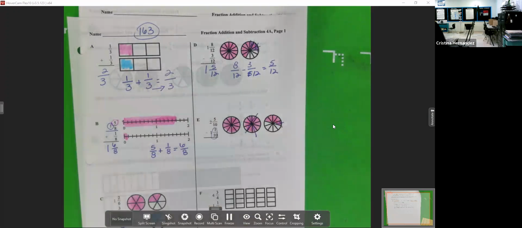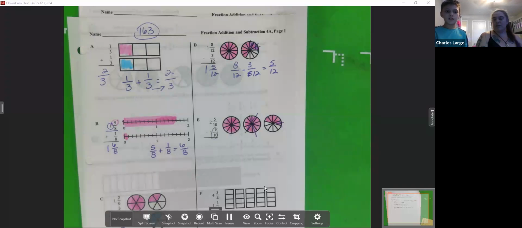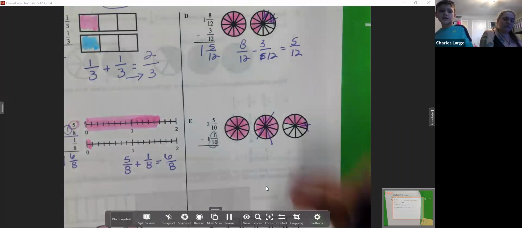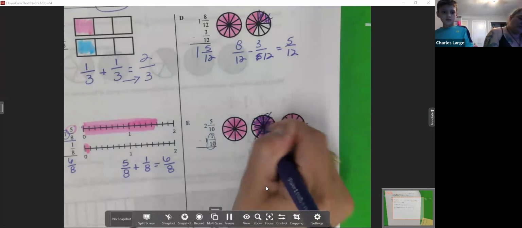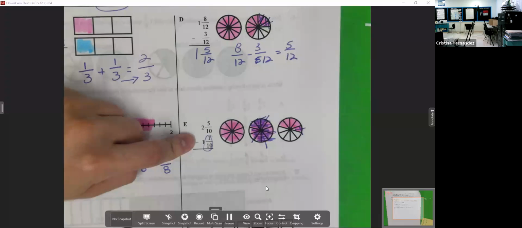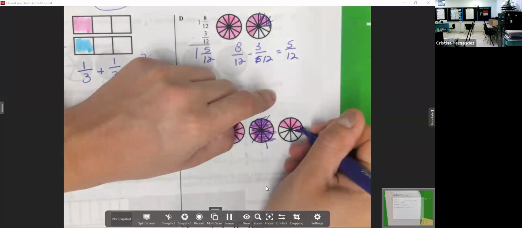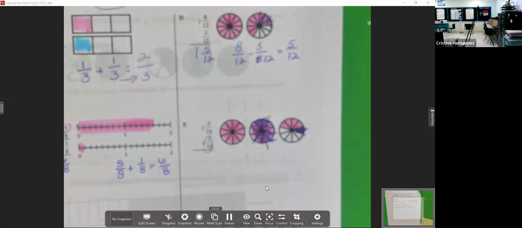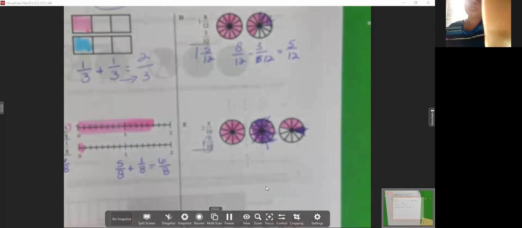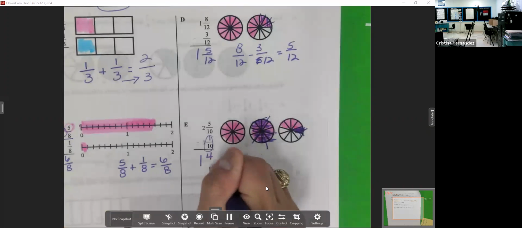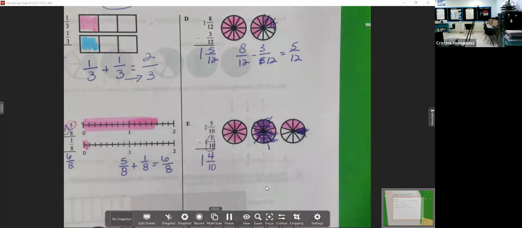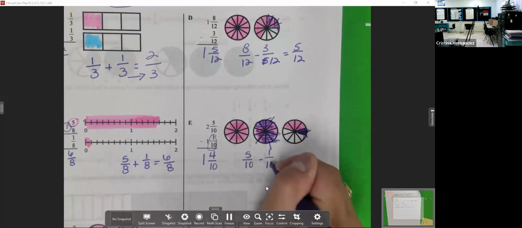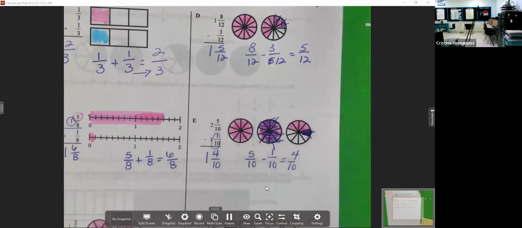I know it's kind of hard to see. Charlie, what did you say? 1 and 1/10. Right here. We're getting rid of that one because it says take it away, and then we got rid of 1/10. What are we left with, that shaded pink still? 1 and 4/10. There you go. Good job. So 5 minus 1 tenth, you could have done it this way and gotten 4/10, but don't forget your whole.